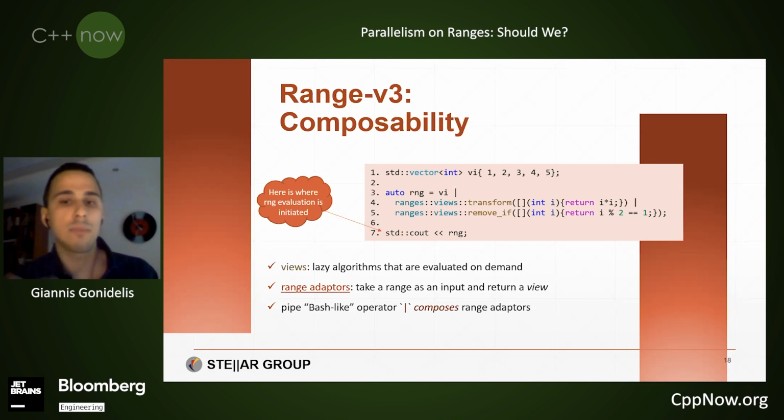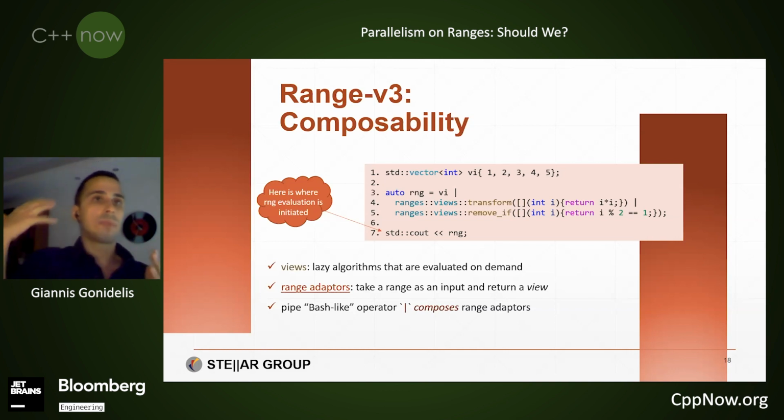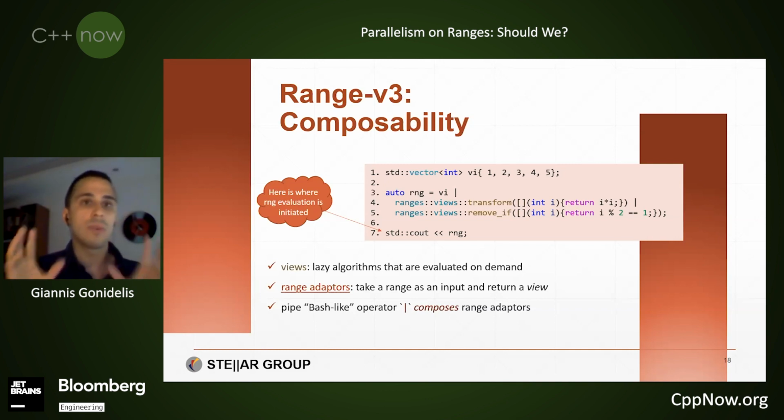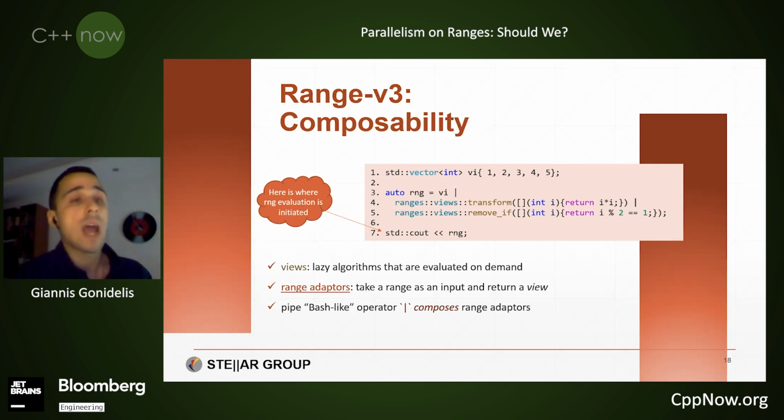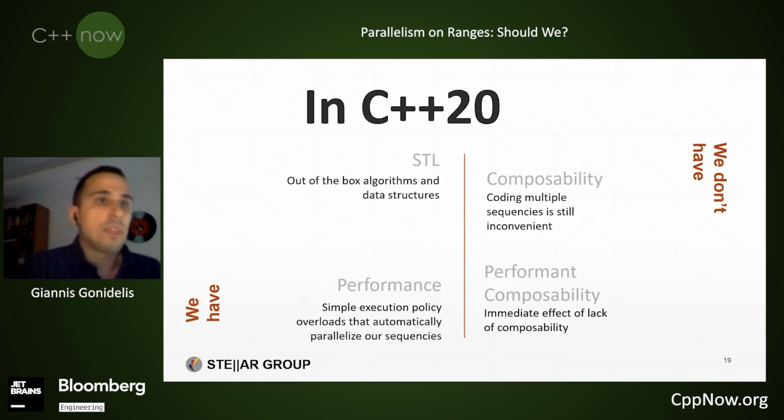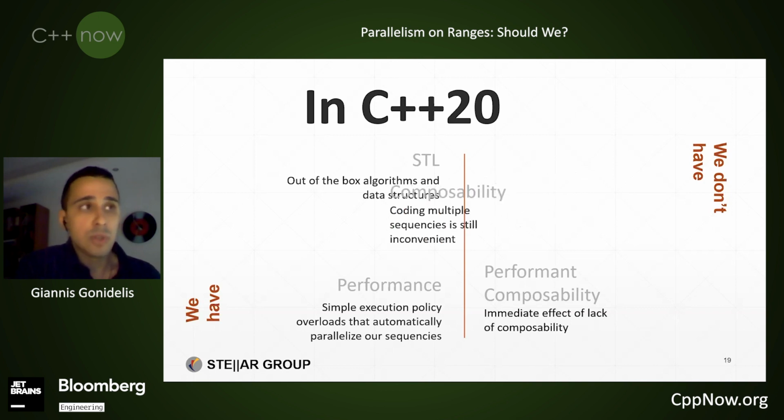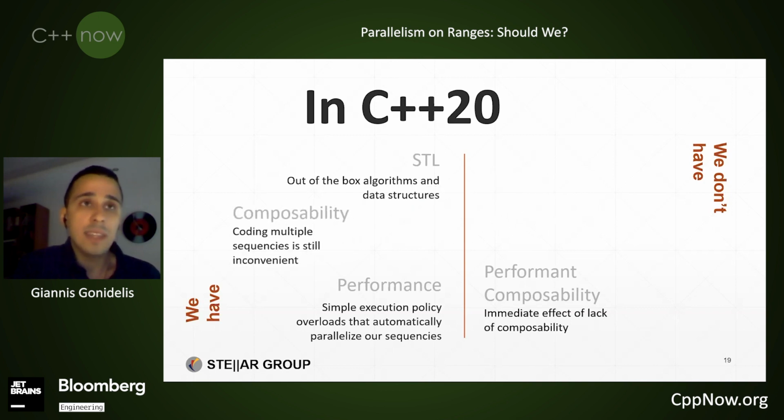I want you to understand before we move forward, this is all introductory stuff, how views are being calculated lazily and how range adapters are being composed by the pipe operator usage, which, by the way, is very intuitive since we've all written bash scripts. So C++20 range v3 is getting partially standardized. We hope that in C++23 we get more of range v3. And composability is a problem no more.